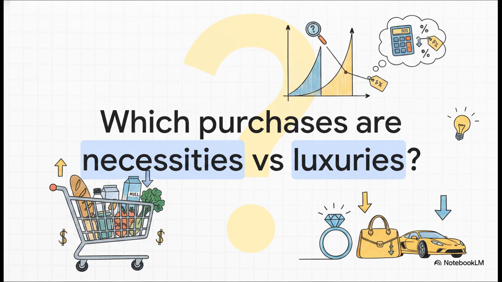Finally, there's zero income elasticity. This is where income changes leave your buying habits completely untouched. Think back to our textbook example of salt. You are definitely not buying more salt just because you got a salary bump.